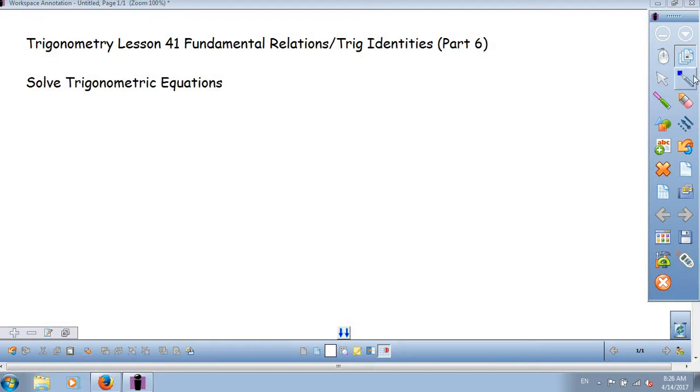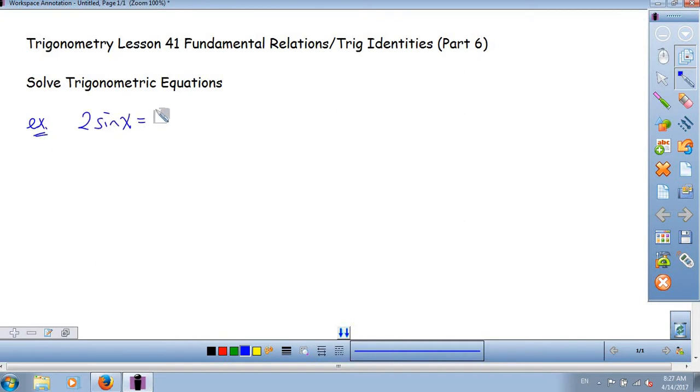So right now, let's go ahead and take a look at a simple trigonometry equation, and then let me talk a little bit about what it means to be solving a trig equation. A simple trig equation looks like this: 2 sine x equal to 1. That's one of the basic equations we can talk about. So what does it mean?